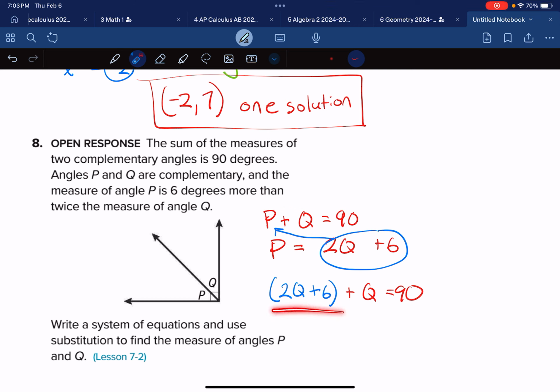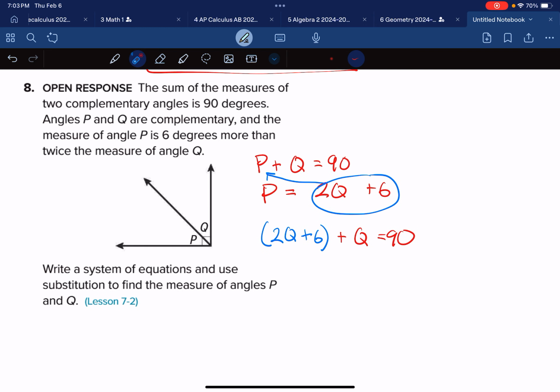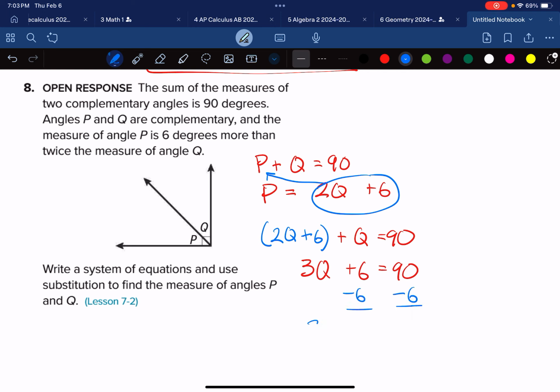Notice I have one equation with only one type of variable. There's no Q's and P's, it's just Q's. So notice the instruction said, write a system of equations, which we did, and then we're going to solve, which we are doing now. Okay, so from here I have 2Q plus Q, adding my like terms, that adds up to a total of 3Q. And I still have this plus 6, which I'm going to rewrite. Plus 6 is going to be equal to 90. And from here, I'm going to subtract 6 on both sides, and I get 3Q is equal to 84.